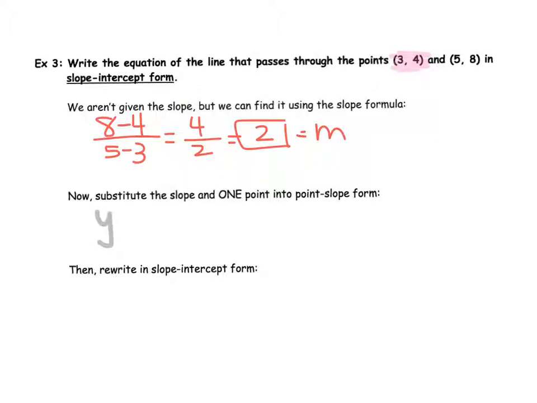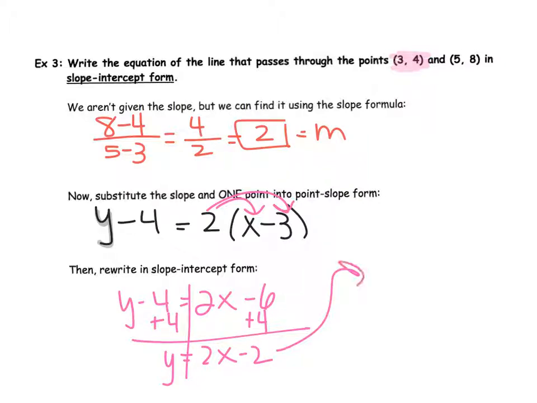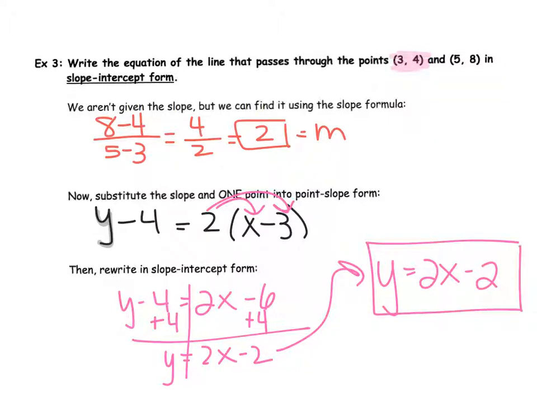I get y minus 4 is equal to 2 times x minus 3. I'm almost done, but the last part is I need to rewrite it in slope-intercept form. So I need to distribute my slope to give me y minus 4 is equal to 2x minus 6. Add 4 to both sides to isolate your y. You get y is equal to 2x minus 2. Your final answer of your equation in slope-intercept form is y is equal to 2x minus 2.